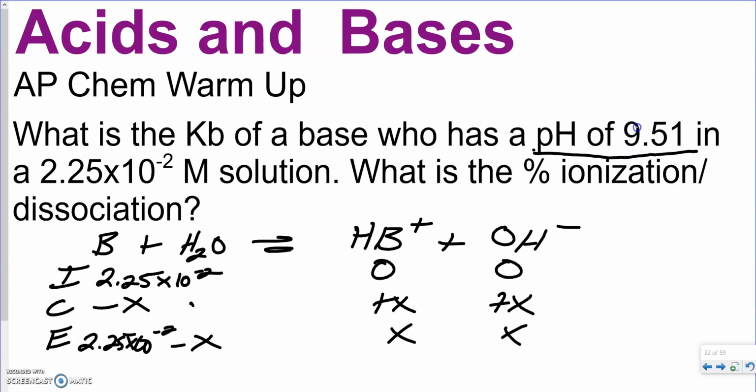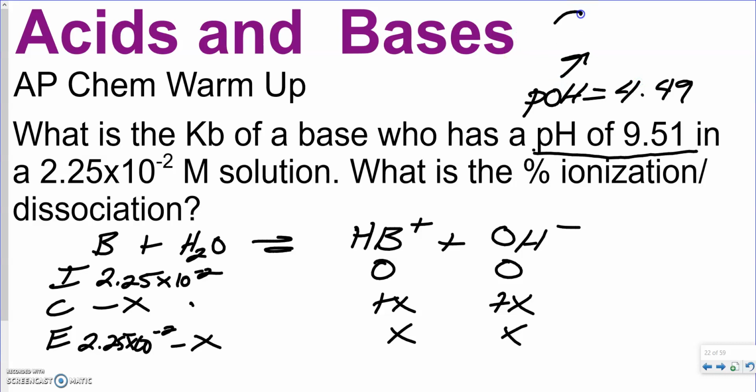We have to recognize, what is pH? Well, pH would give us the concentration of hydronium ions if we use the equation. Do I care about hydronium? No. I care about hydroxide. So what do we actually need here? What we need is pOH. And how do we get pOH from pH? We just subtract it from 14. So 14 minus 9.51 gives us a pOH of 4.49. Why is that helpful?